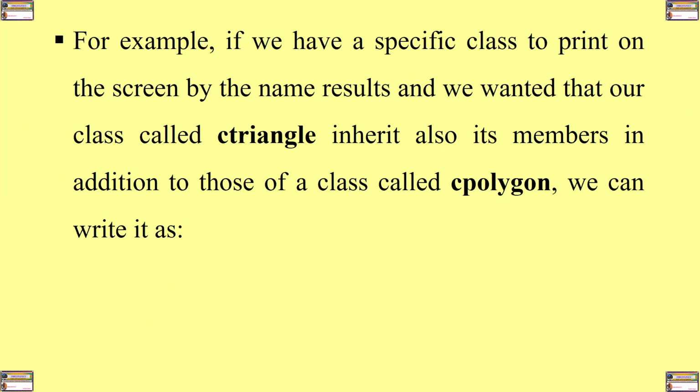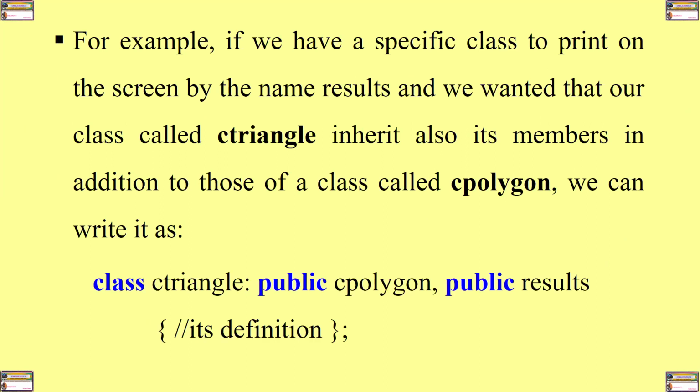For example, if we have a specific class to print on the screen by the name Results, and we wanted that our class called CTriangle inherits also its members in addition to those of a class called CPolygon, we can write it as follows. So we have our class called class Triangle. This is a derived class, but it is deriving its members from two other classes. These are the public class called CPolygon and the public class called Results. And then we can have the definition as usual.